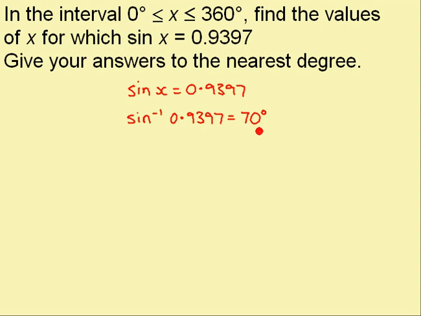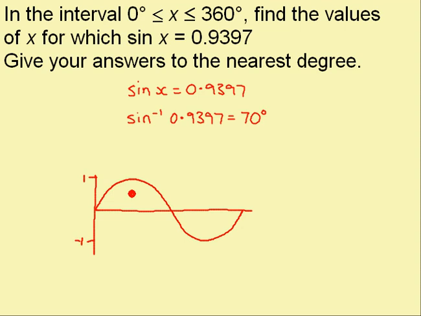But if I look in the question, it says find the values and give your answers. So that's a pretty clear indication that I need more than one value. I've got to find all the values that this occurs for between 0 and 360 degrees. So to do this, I'm going to draw a sketch of sine x to help me. I can now use my sketch to help me find the other values of x.